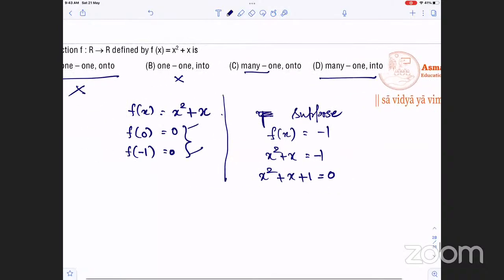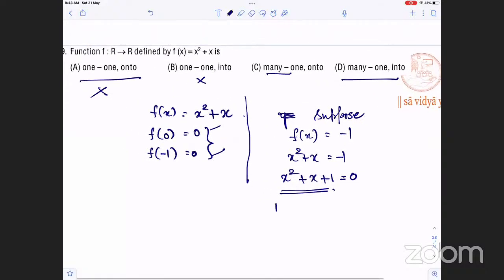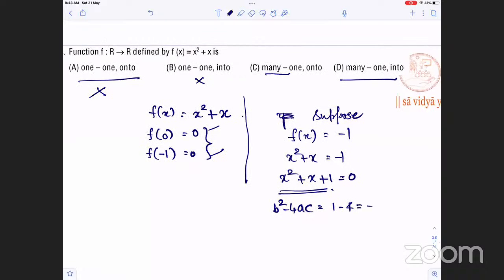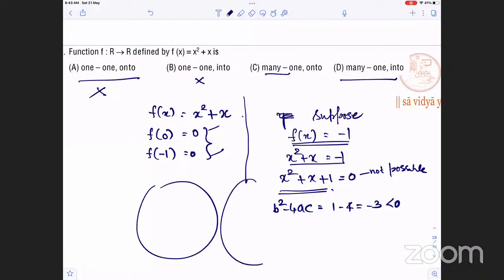Now, please observe, you have studied quadratic equations. X square plus x plus 1 equal to 0. What will happen to b square minus 4ac here? B square is 1, minus 4, which is equal to minus 3, less than 0. So therefore, not possible. So x square plus x cannot be equal to minus 1. So f of x cannot be equal to minus 1. So here, this minus 1 doesn't have any pre-image, even though it belongs to this R.